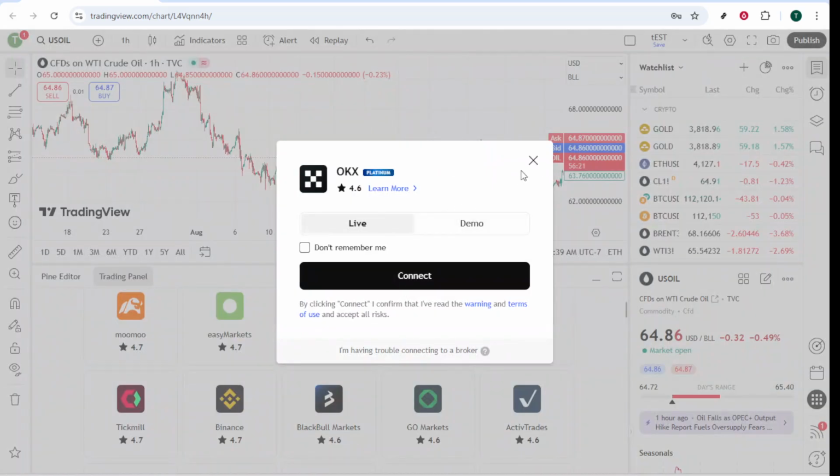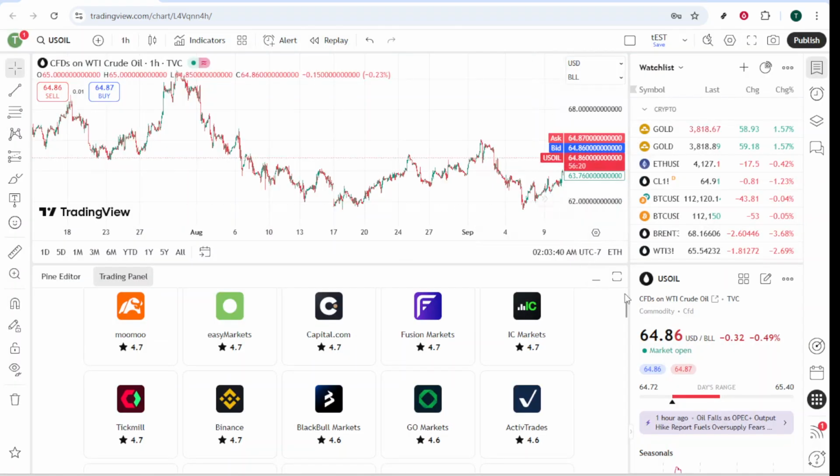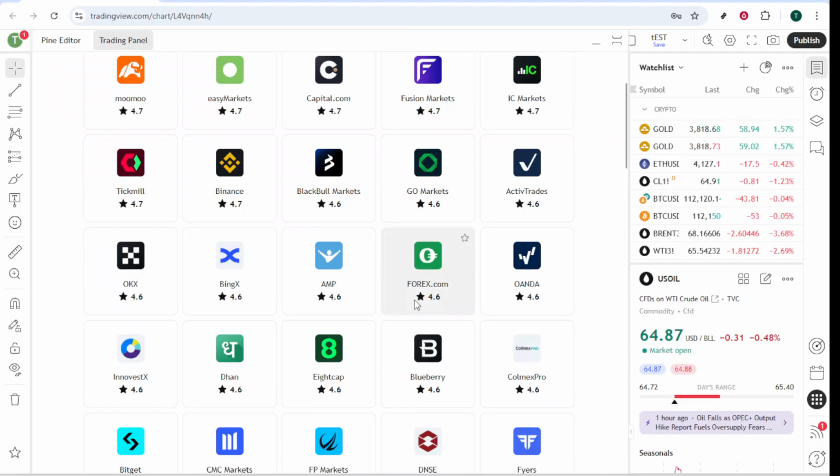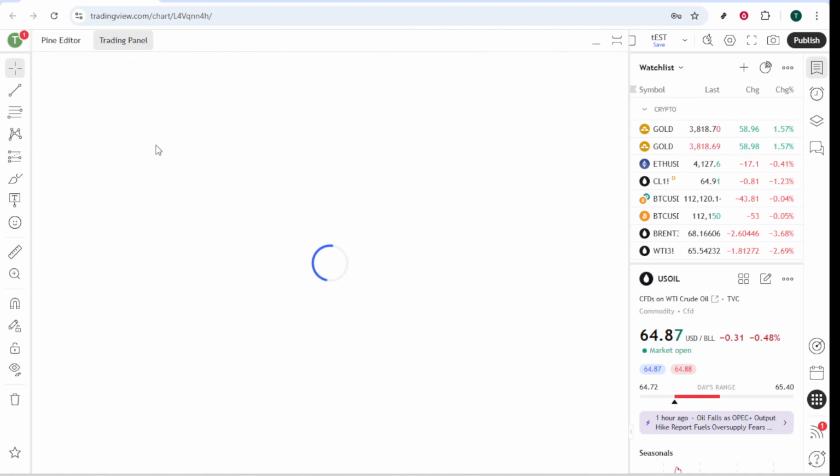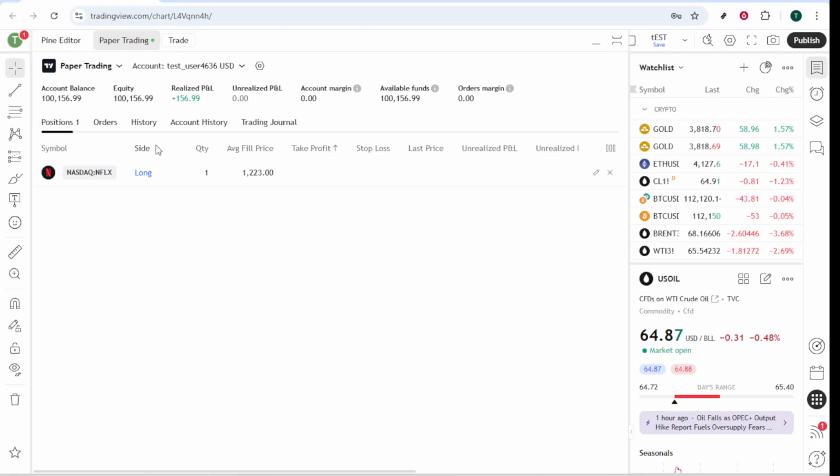This process is typically straightforward, requiring you to provide personal information and funding details. Make sure to thoroughly read the terms and conditions as well as any fees associated with trades and account maintenance. This step lays the foundation for your day trading journey, so ensure everything is in order before proceeding.